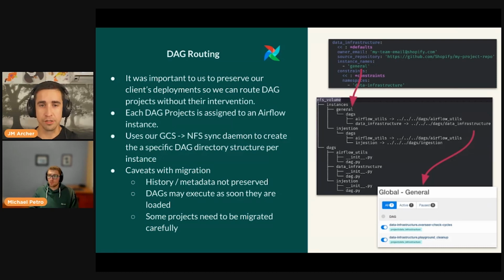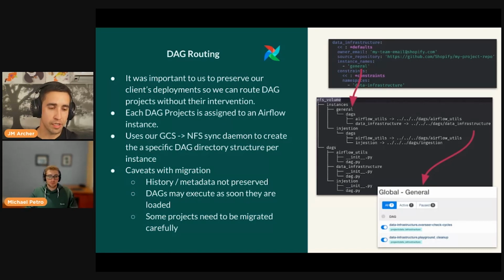where the other instances could not see them. Effectively, Airflow doesn't know any better. It will just load those DAGs because that's what it can see. One of the main caveats with that approach is that when we migrate DAGs around between instances, right now we do not preserve the history or the metadata.